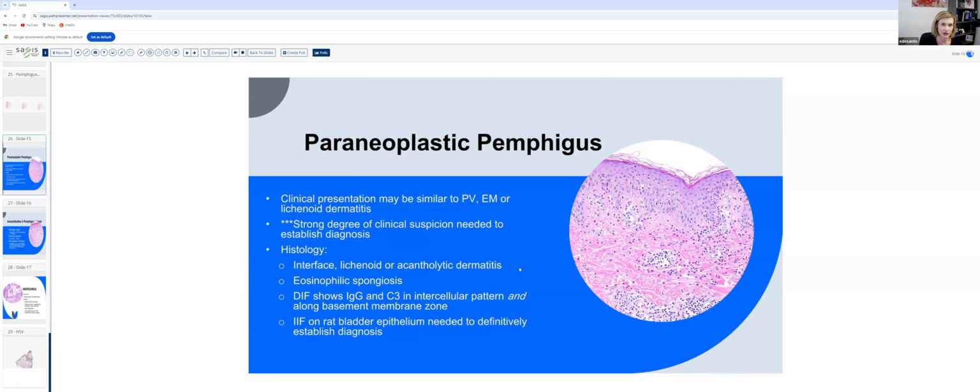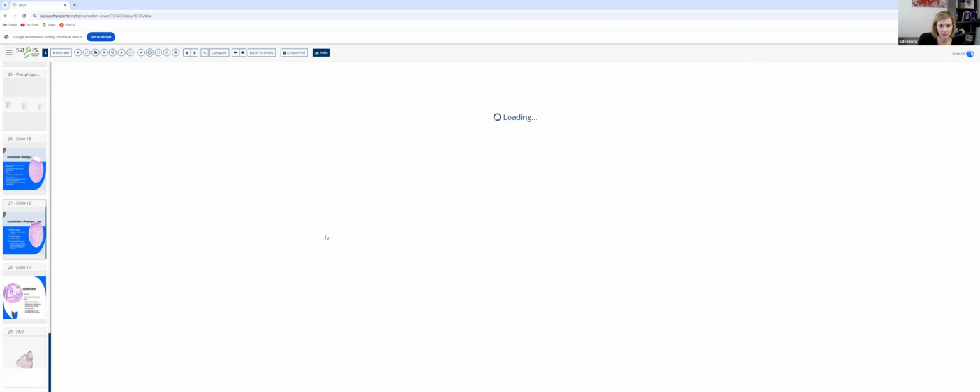And then to really definitively make the diagnosis, we perform indirect immunofluorescence on rat bladder epithelium, which would be definitive. So as you can see, we really need to have high clinical suspicion and put all of these findings together to arrive at the diagnosis.